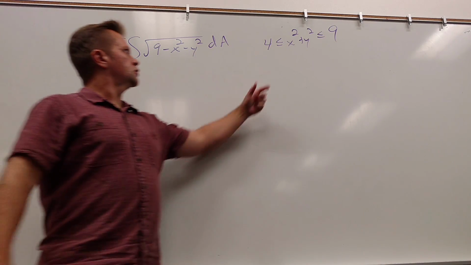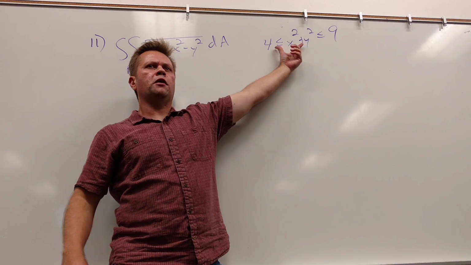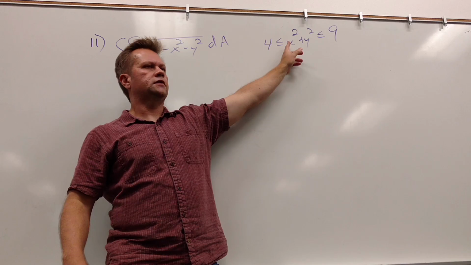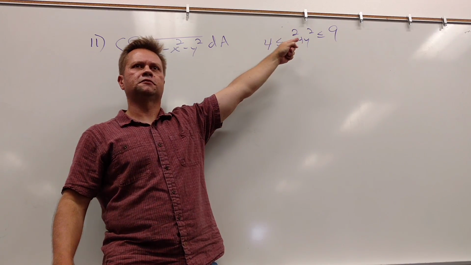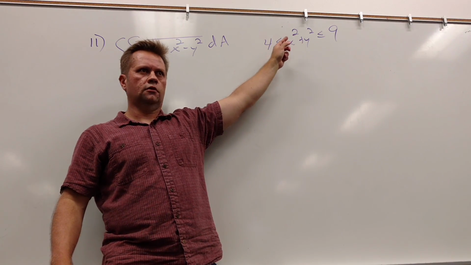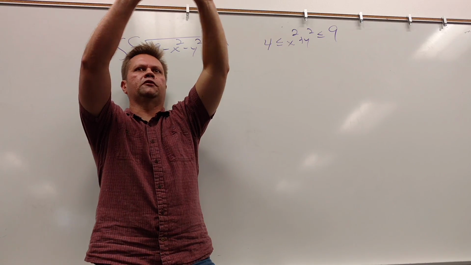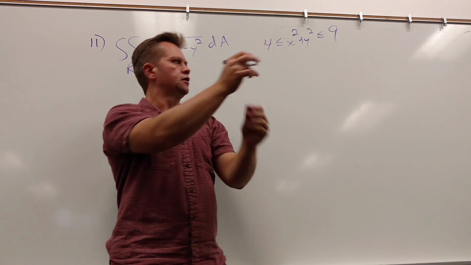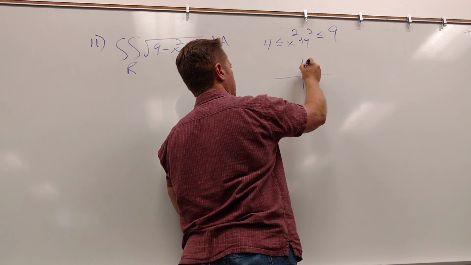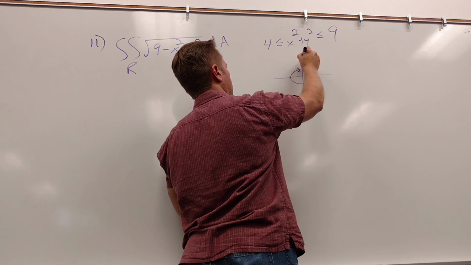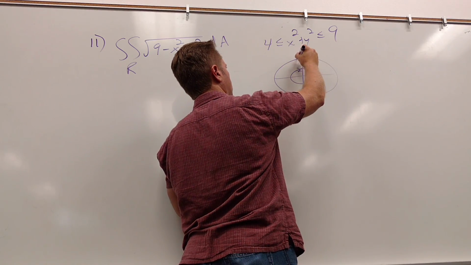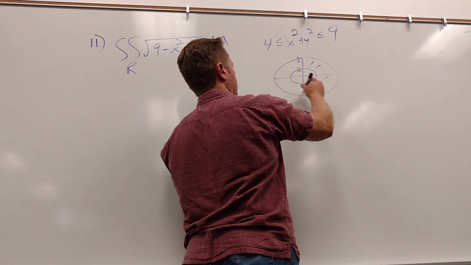So, before we convert this to polar, can somebody tell me what this means? That means there's a circle. Yeah. So the ribbon of area between these two circles. So the inner circle is a circle of radius 2, and the outer circle is a circle of radius 3. Yeah, so we're talking about this.